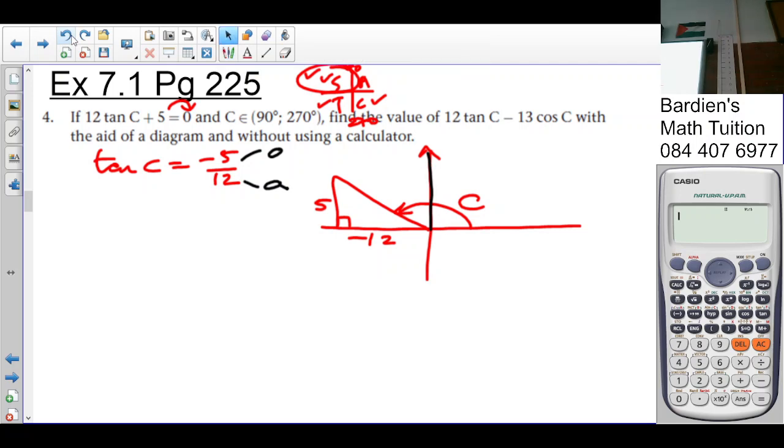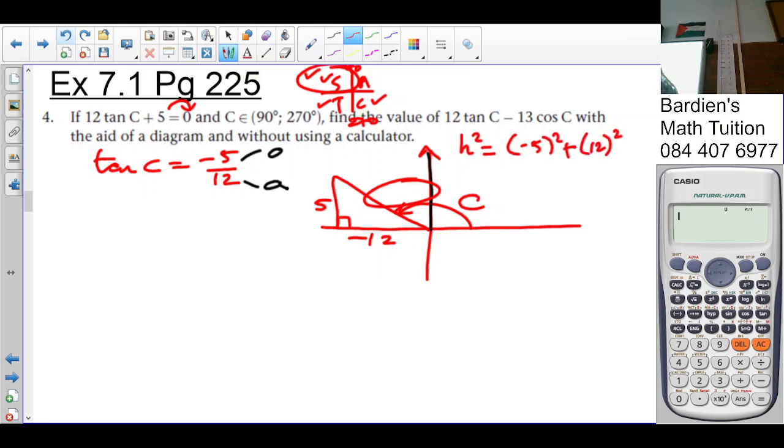Right. So let's go with that calculation quickly. The hypotenuse squared is equal to negative 5 squared plus 12 squared. So that's going to give you 169. The root thereof is 13.